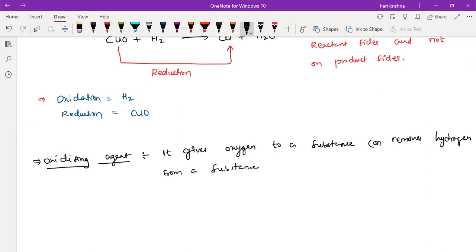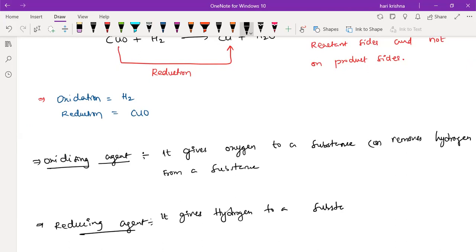Next, the reducing agent. What is the reducing agent? What will it give? Hydrogen. It gives hydrogen to a substance, or removes oxygen from a substance.